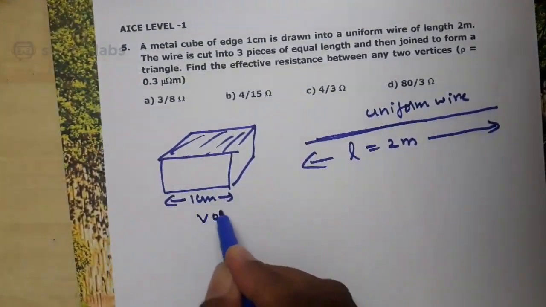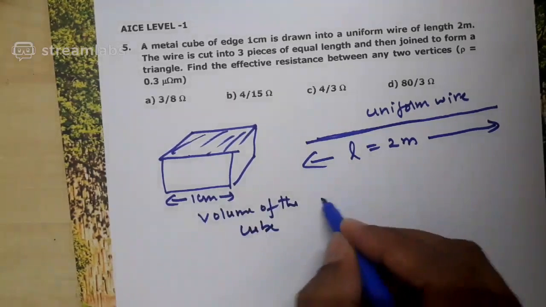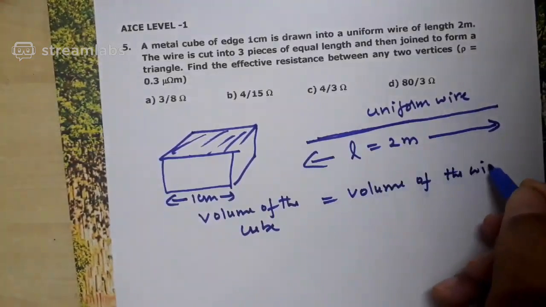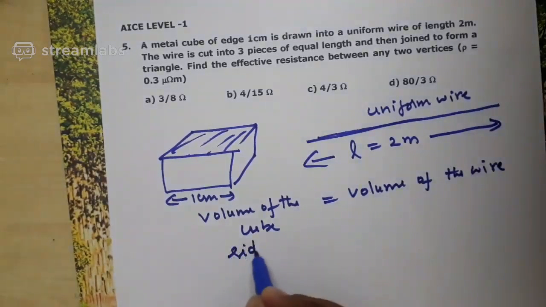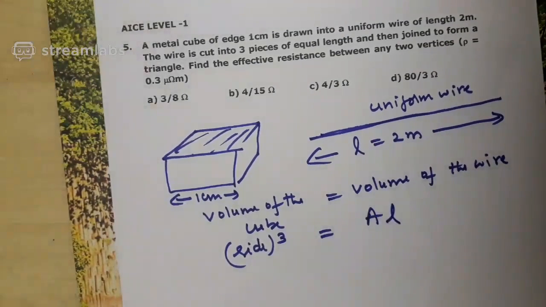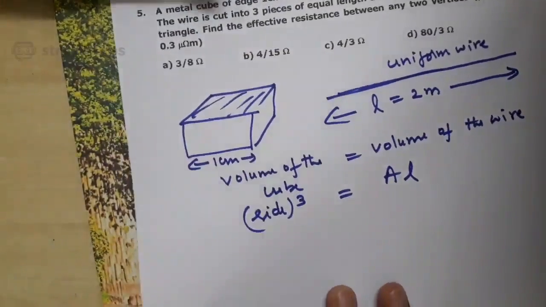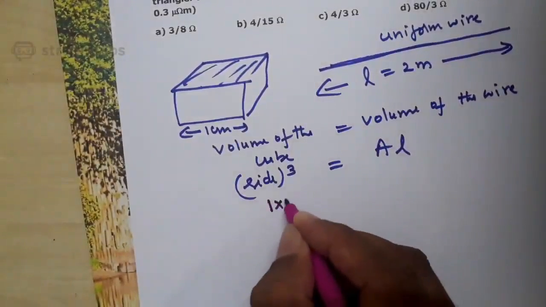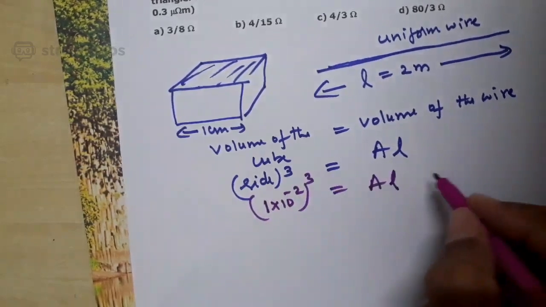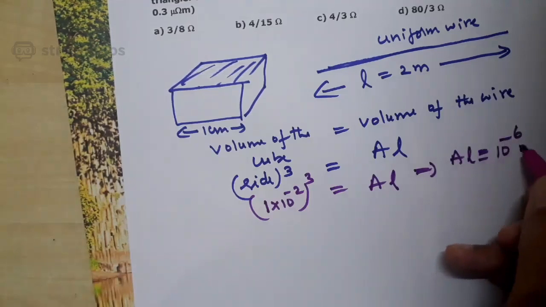So one thing is clear: according to this, the volume of the cube should be equal to the volume of the wire. Correct? Volume of the cube, obviously side cubed, is equal to volume of the wire, which is area of cross section into length. Yes or no? So what is the side of the cube given? Side of the cube is 1 centimeter, means 1 into 10 to the power minus 2, the whole cube is equal to A into L, correct? Which implies A into L is equal to 10 to the power minus 6 meter cube.